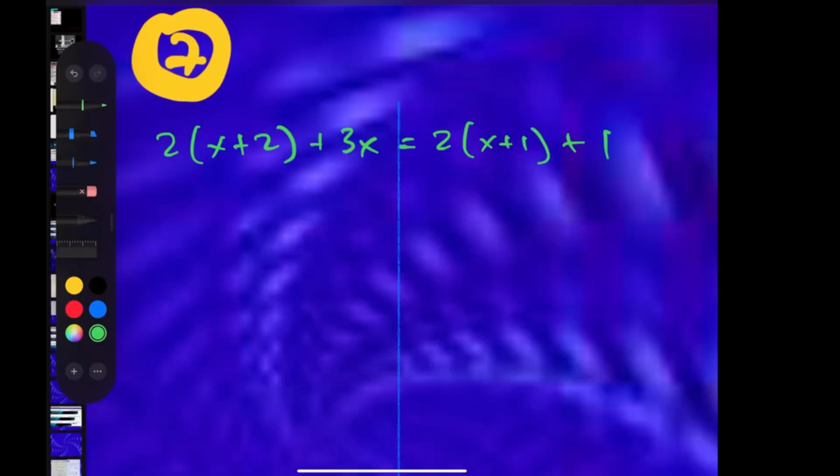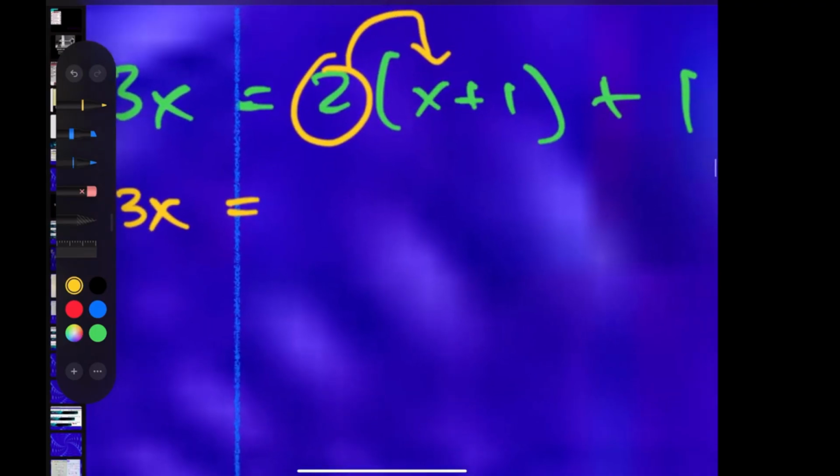All right, over here, I'm going to distribute. Class, 2 times x is 2x. 2 times 2 is 4. On the right side, 2 times x is 2x, and 2 times 1 is 2.